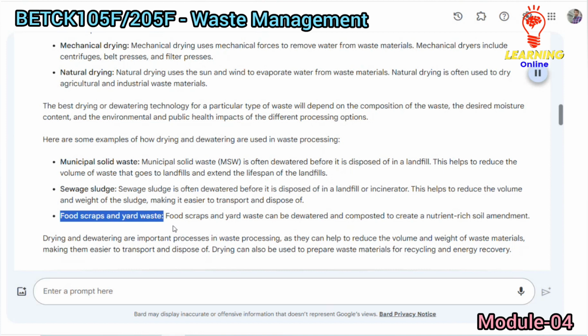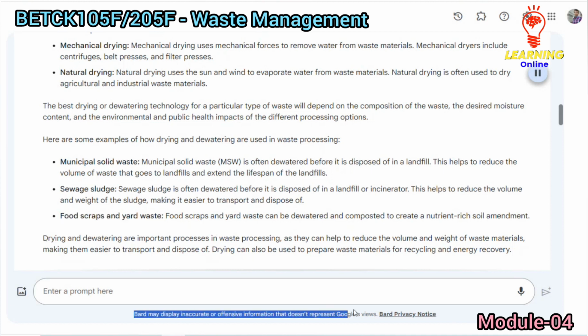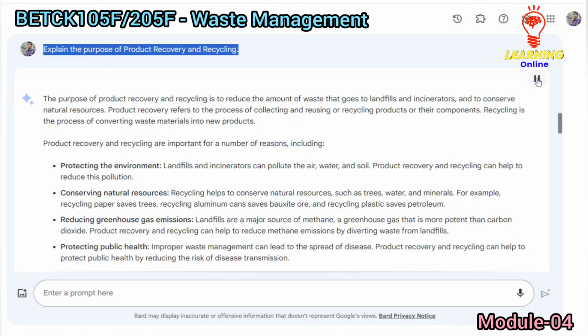Drying and dewatering are important processes in waste processing, as they can help to reduce the volume and weight of waste materials, making them easier to transport and dispose of. Drying can also be used to prepare waste materials for recycling and energy recovery. The purpose of product recovery and recycling is to reduce the amount of waste that goes to landfills and incinerators, and to conserve natural resources.